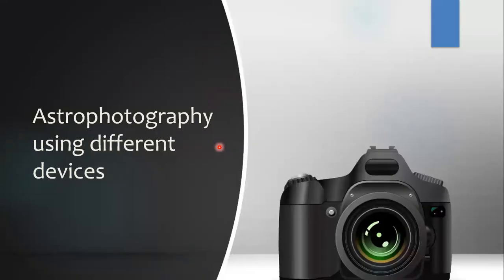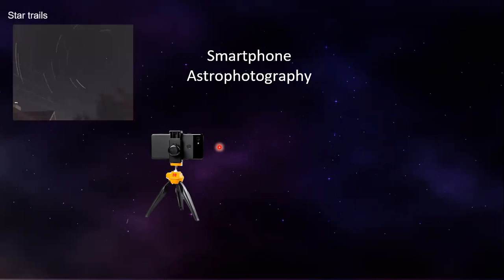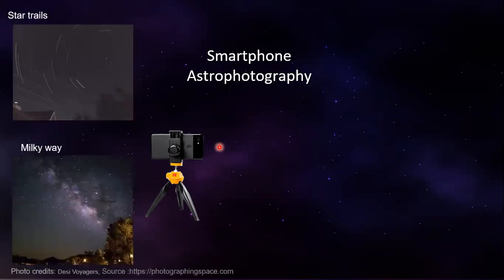Next up, we'll be seeing how we can use these different equipment and telescopes to take astrophotographs. First of all is smartphone astrophotography, which is a very basic one. You can use your smartphone on a tripod to take pictures of star trails, or you can also use it to take pictures of the Milky Way.